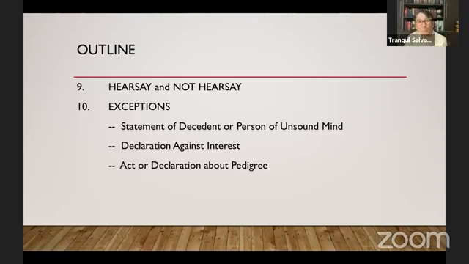But why is it trustworthy and reliable? Why is it trustworthy and reliable? I will tell you. Now, I will tell you why it's reliable. It is reliable because that statement was made at the time when he has personal knowledge, upon personal knowledge of the deceased or the person of unsound mind, and when the matter was recently perceived, and while his recollection is still clear.